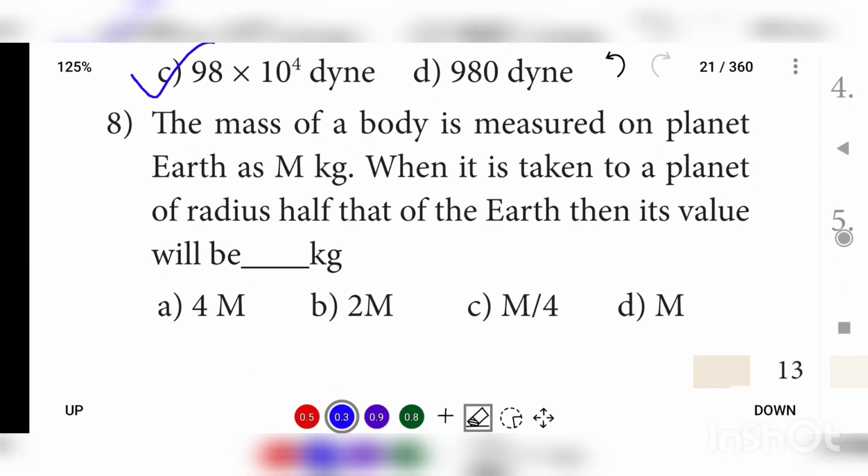Eighth one, the mass of a body is measured on planet Earth as m kg. When it is taken to a planet of radius half that of the Earth, then its value will be dash kilogram. Answer, when it is taken to a planet of radius half that of the Earth, then its value will be m by 4 kilogram. Option C.